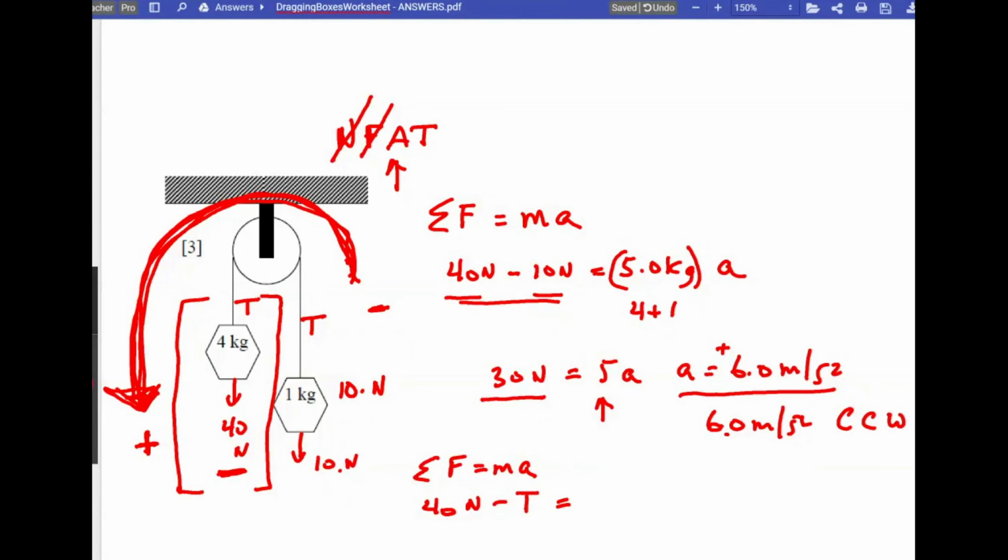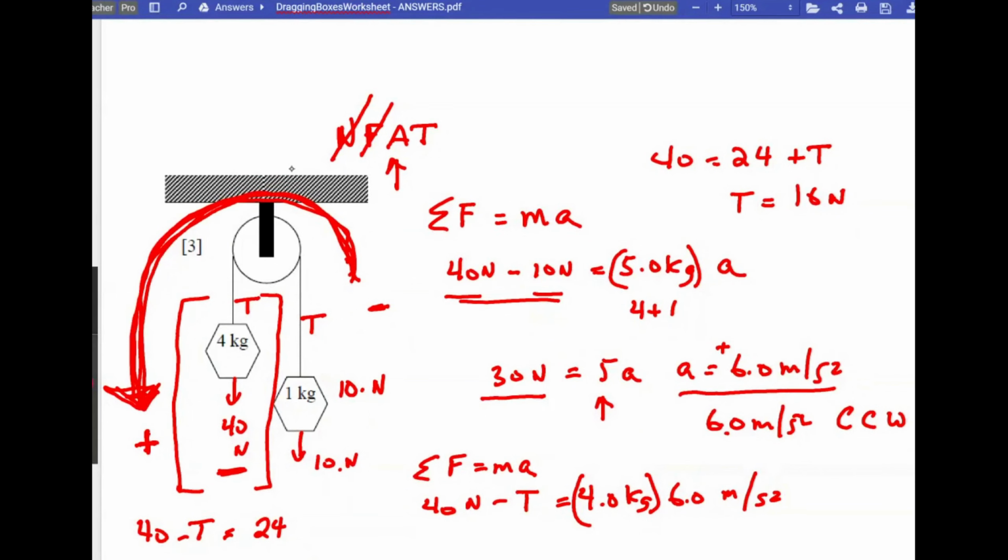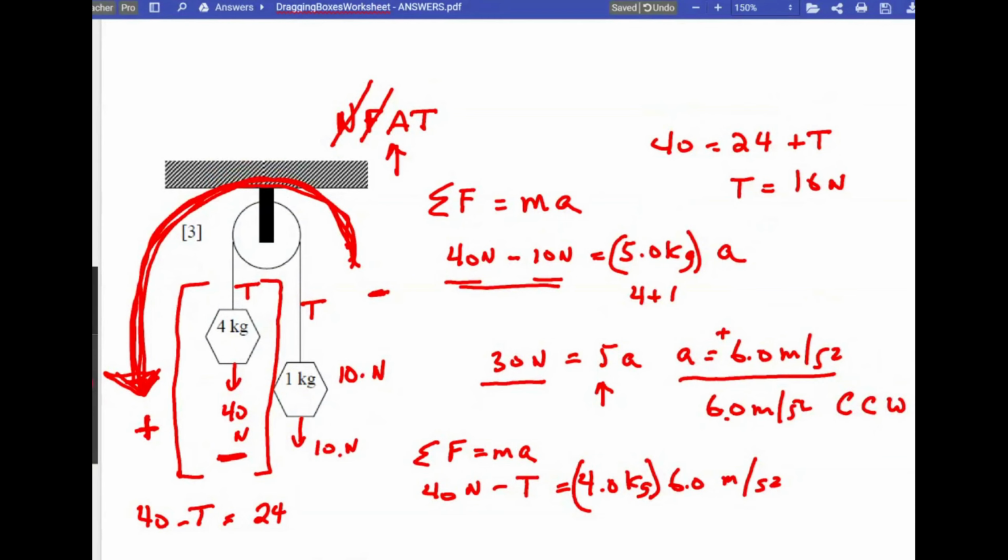Now, what is being accelerated by the 40 and the T? Only the 4 kilogram. And the acceleration, we got 6.0 meters per second squared from before. So 40 minus T equals 24. And so I'm going to take it over here. So 40 equals 24 plus T, and T equals 16 newtons. That means both sides are 16 newtons. Let me double check. Yep, good. Got the right answer. So T is 16 newtons.